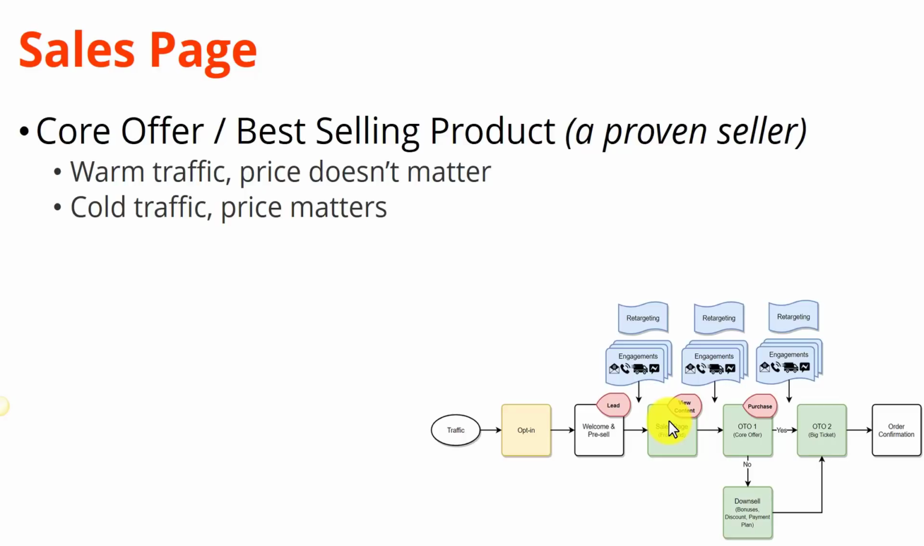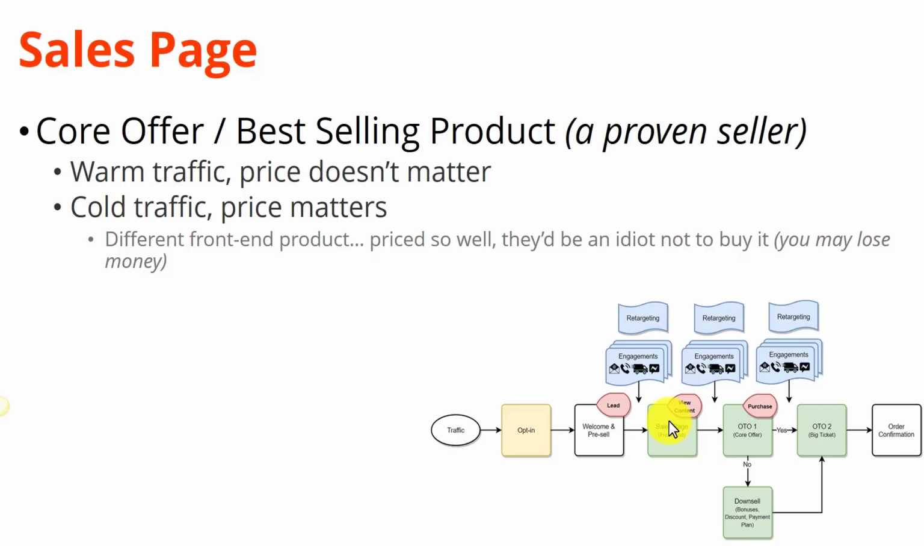Now that's not to say you can't sell more expensive products to cold traffic, but it's just a lot harder to do. So if you have a front end product or core offer that's like $15 or more and you're trying to sell it to cold traffic, I would likely pick a different front end product, something that's under that $10 mark. And again, you want it priced so well and to be of so much value that they'd be an idiot not to buy it.